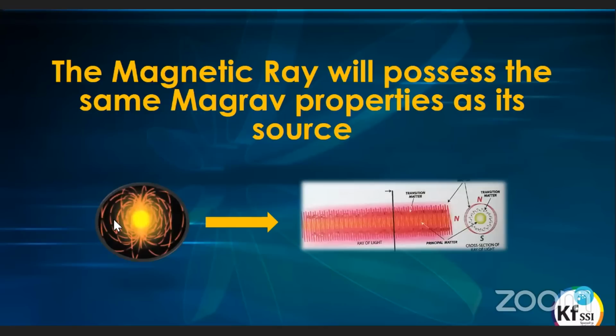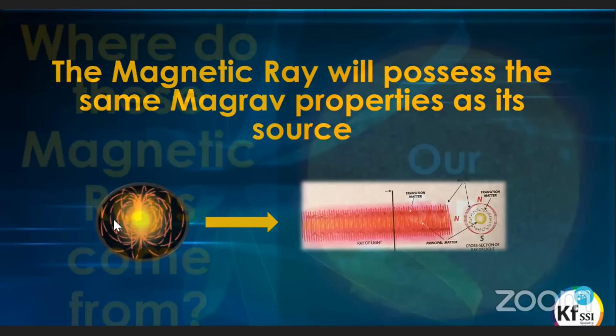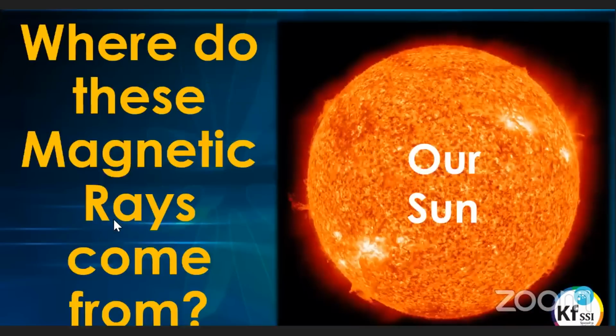And the important part here is that the magnetic ray will possess the same magnetic or gravitational properties as its source. So whether it be the sun or ourselves, it possesses those fields which come out from its original source. So then the next question comes to mind as to where do these magnetic rays come from? And in our solar system, principally from our sun.